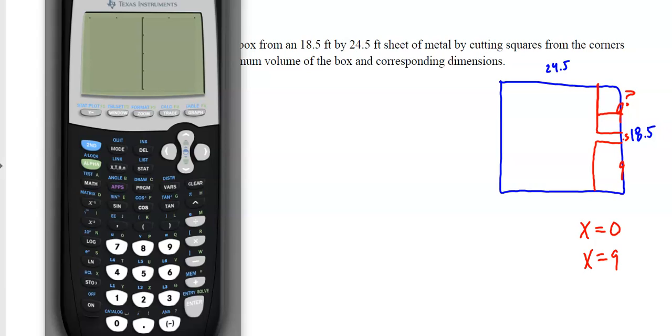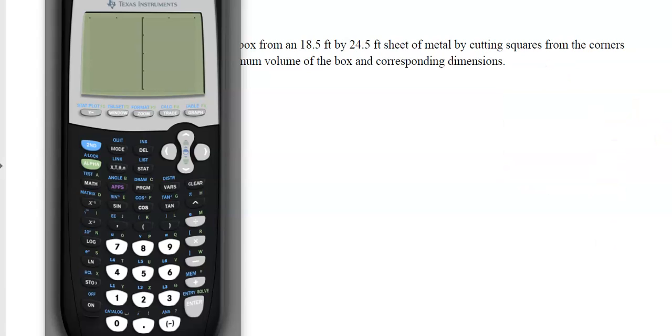The box itself, I don't really know. That's going to be pretty big. I could multiply possibly this number times this number times the height, but I don't really know the height right now. So let's just start off with a number around 200 or 300 and see where we're at. So let's go over here to my window. I'm going to set x min from 0 to 9. And I'm going to make the y's go from maybe 0 to a couple hundred. And let's count by 50s. Graph it.